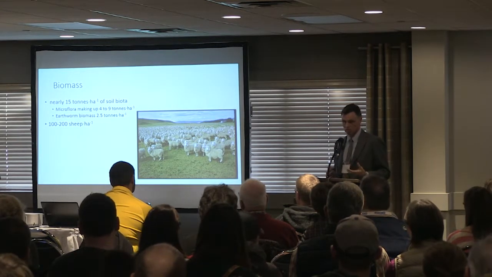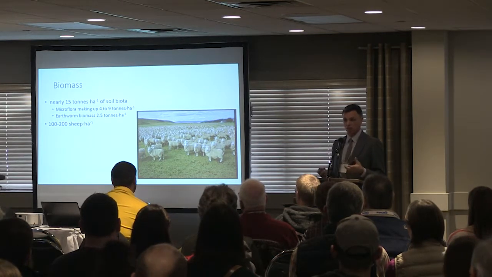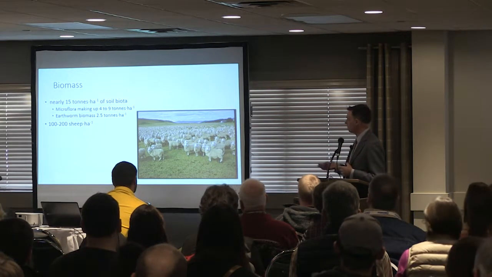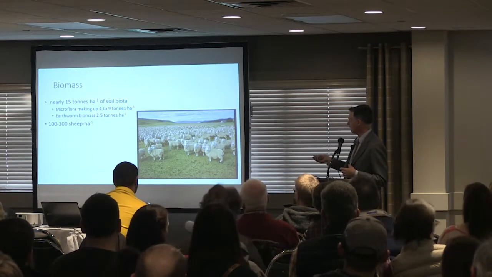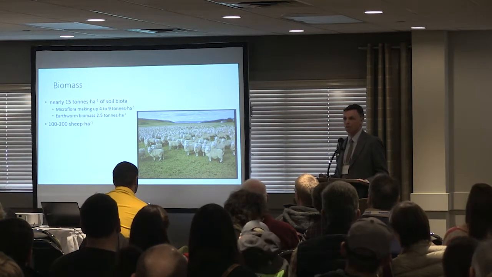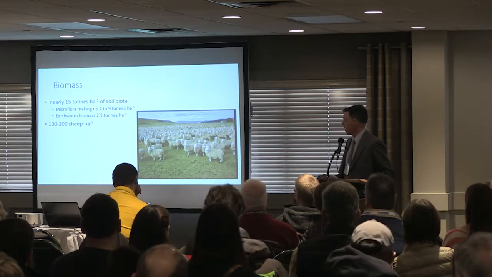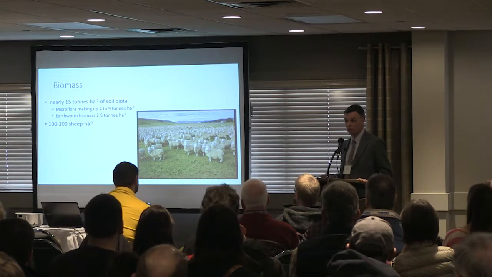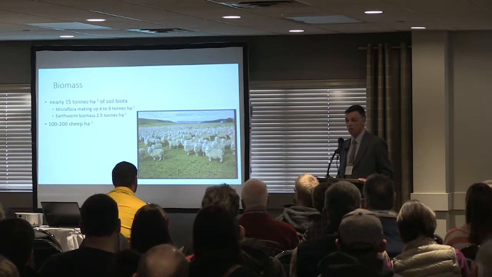So you've got all these organisms. What does that mean when you're thinking of 1,000 or 10,000 species of bacteria in a teaspoon of soil? It's kind of hard to put a number on it. So we'll start looking at biomass values, and we've seen some estimates of about 15 tons per hectare of soil biota in most undisturbed grassland systems. Microflora make up about half of that, about 4 to 9 tons. Earthworm biomass, if the earthworm population is half decent, about 2.5 tons. So this 15 tons represents about 100 to 200 sheep per hectare.